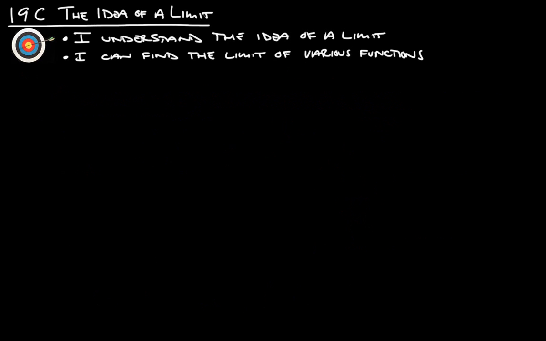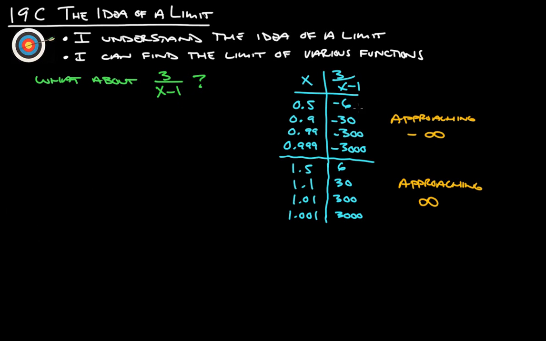All right, let's take a look at another example. What if we have 3 over x minus 1? Okay, so again, I went through and I plugged in some values. As we're approaching 1 from the negative side, we end up getting -6, -30, -300, -3000. So this thing is getting to be a bigger and bigger negative number. So we say that this is approaching negative infinity. As we approach 1 from the positive side, we get 6, 30, 300, 3000. So this on the other side is approaching positive infinity.